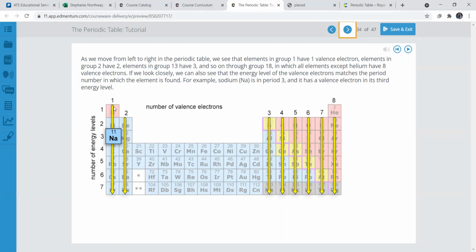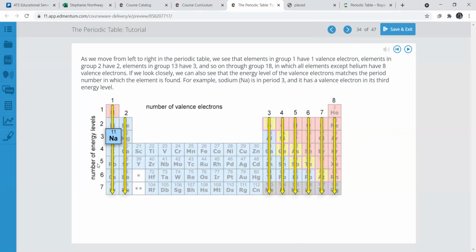And if you look closely, you can see that the energy level of the valence electrons matches the period number in which the element is found. Very interesting. Fun fact about the periodic table. So for an example, it says sodium is in period 3. Meaning, here we go, the valence electron is in its 3rd energy level.